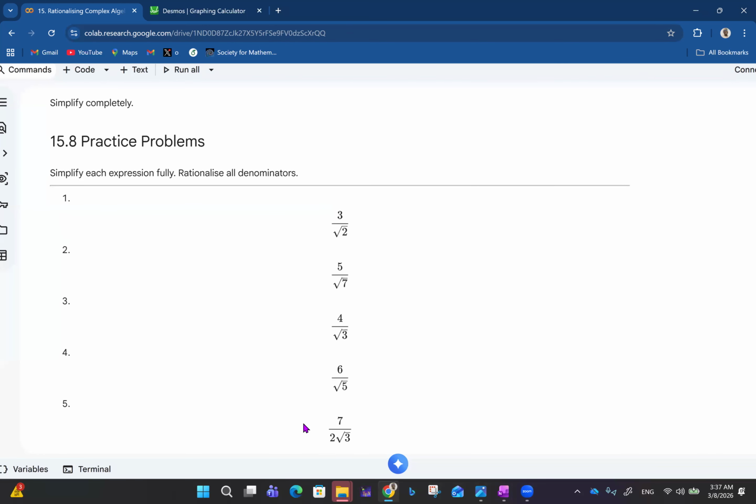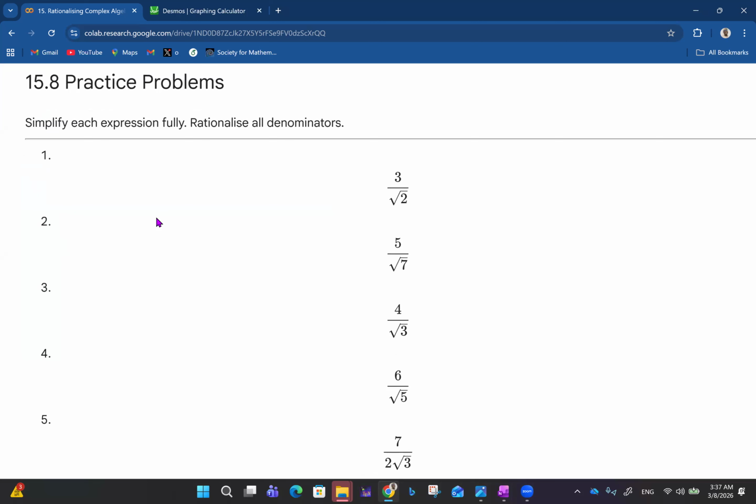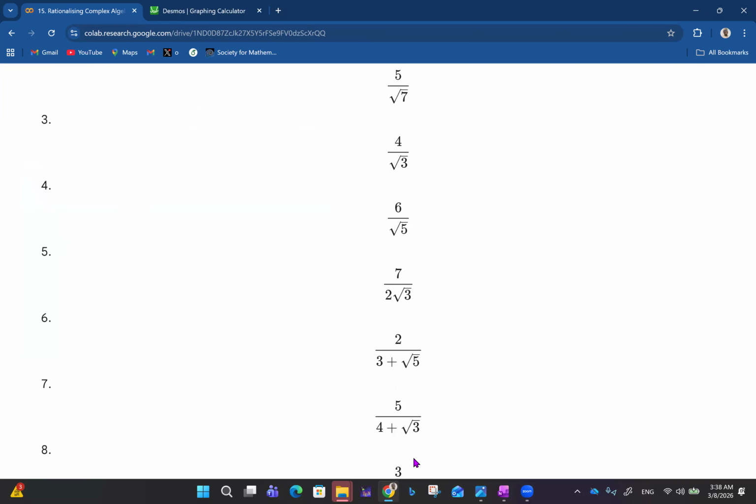So you have these practice problems. Let me show them in fives. So simplify each expression fully and rationalize all denominators. So 3 over root 2, of course, we know this will be 3 root 2 over 2. 5 over root 7, that's 5 root 7 over 7. 4 over root 3, that's 4 root 3 over 3. 6 over root 5 is 6 root 5 over 5. Then, of course, here we have 7 over 2 root 3 times root 3 over root 3, that's 7 root 3 over 6, like that.